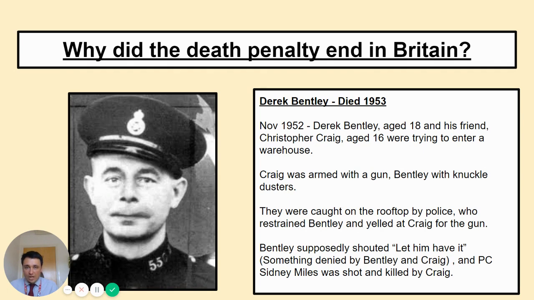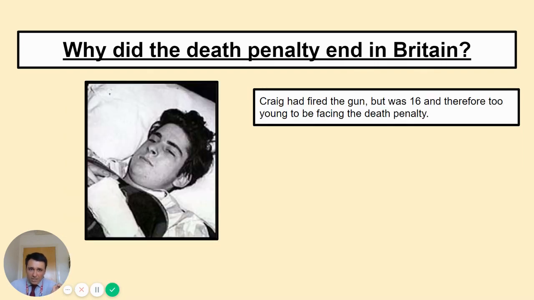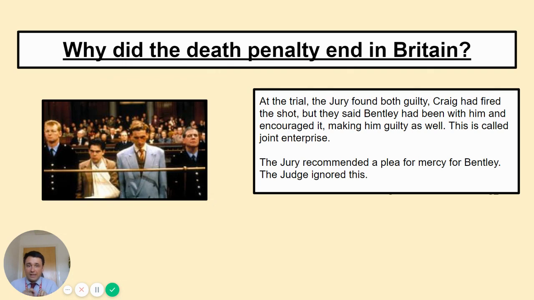PC Sidney Mills was tragically killed at the scene. Now, Craig had fired the gun, but he was 16 and therefore he was too young to be facing the death penalty. If you remember, that had changed in the 1930s. But at the trial, the jury found both Christopher Craig and Derek Bentley guilty of this crime. Now, yes, Craig had fired the gun, but they said, look, Bentley was with him. They said Bentley had encouraged it by saying the phrase, "Let him have it." They interpreted that as shoot at him, fire the gun, let him have the bullet. And that made him guilty as well. He was just as guilty as Craig.